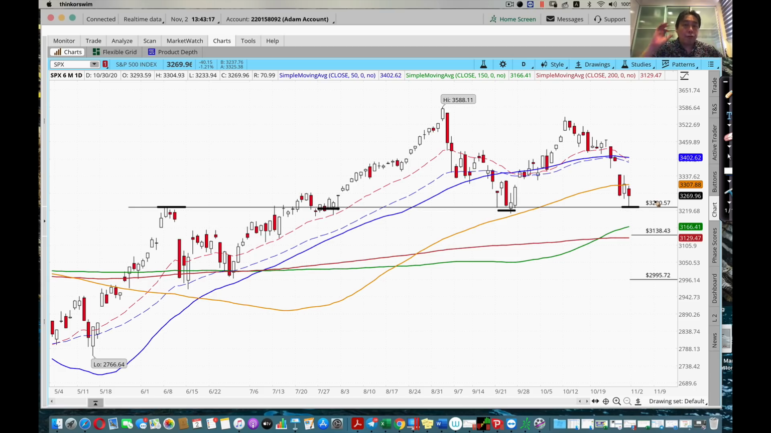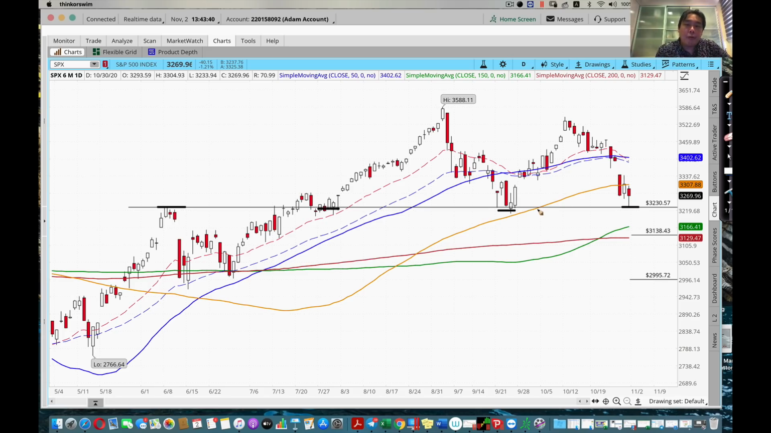Now, bear in mind there are three trends to look at: the long-term trend, the medium-term trend, and the short-term trend in the market. The long-term trend is defined by the 200 moving average, the red line, okay? As long as price is above the 200 moving average, and the 200 is sloping up, it's a long-term uptrend. So the long-term trend is still up.